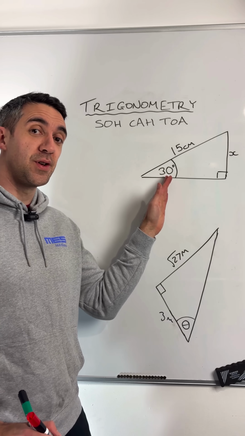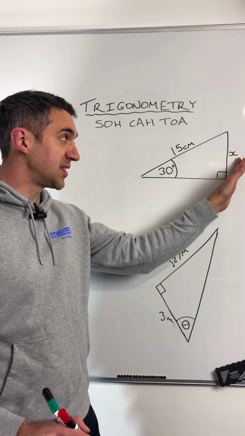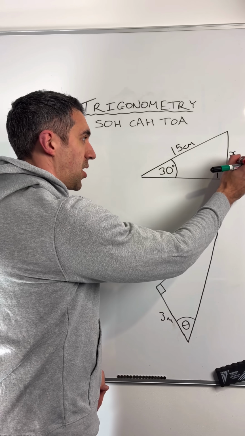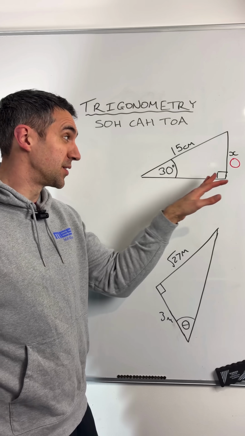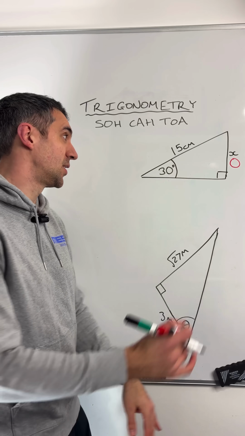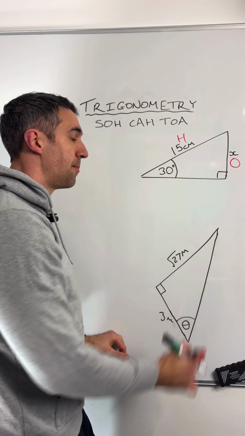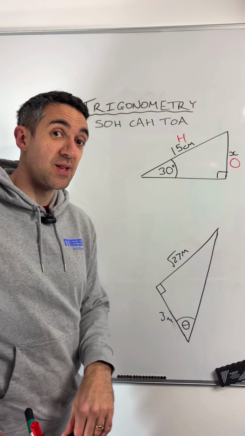So, I've got my angle of 30 degrees over here. Opposite that is this x. So, that's going to be my opposite side, or O. And then my hypotenuse is always the one that's opposite the right angle, or my longest side, whichever you find easier to remember. So that's going to be my 15 centimeters in this case.